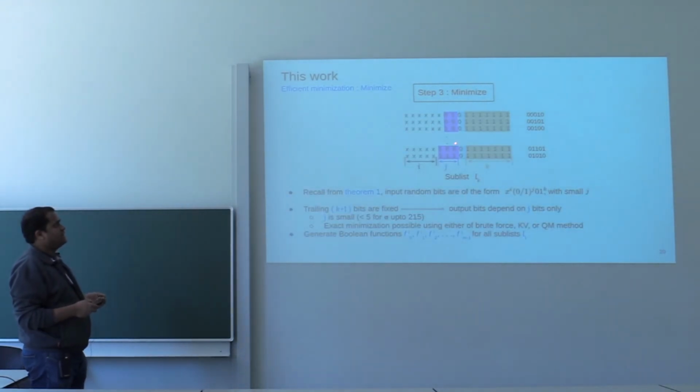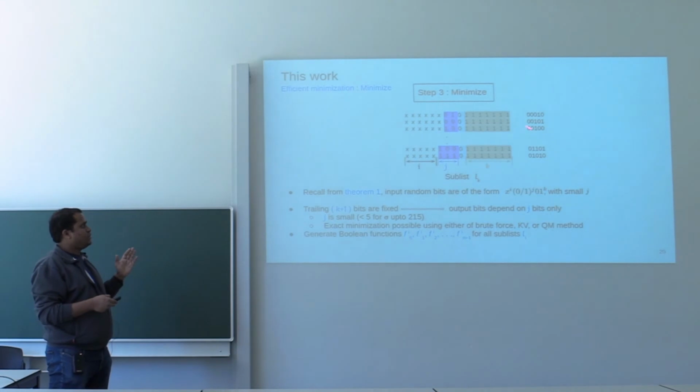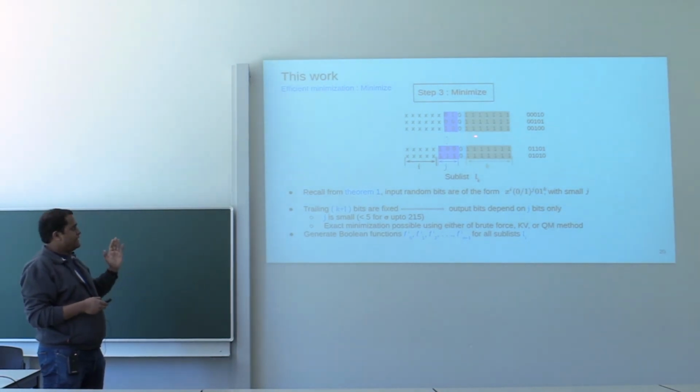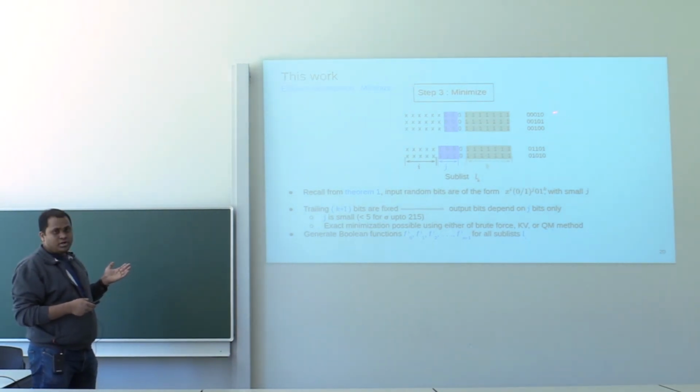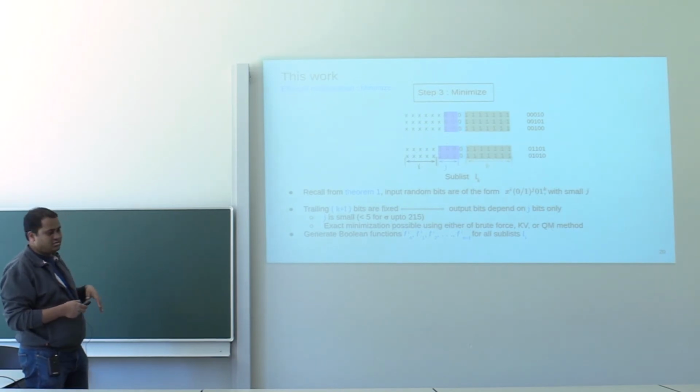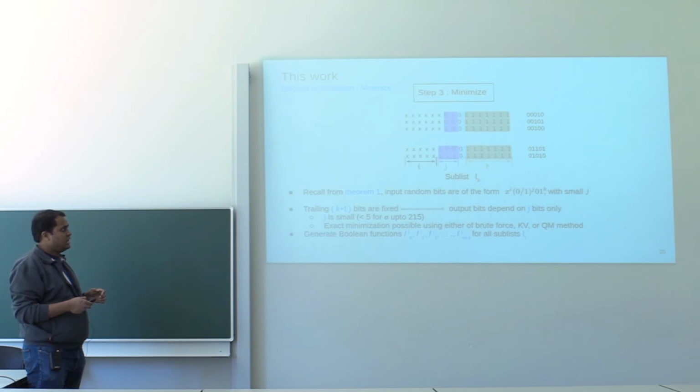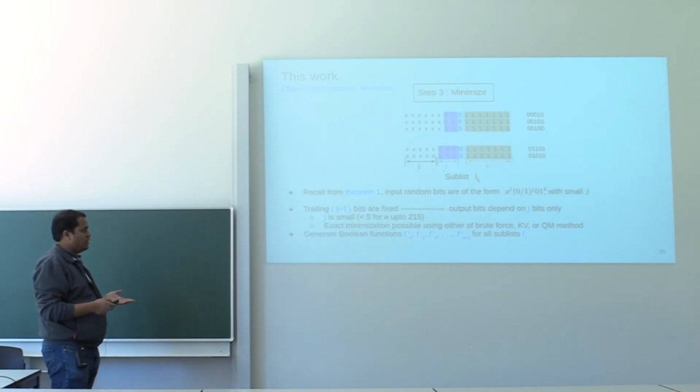In the next stage, now consider this. This is one of my sublists. Now due to my sorting, the first k 1 bits are constant. It doesn't change. So the output only depends on these binary variables, which vary as a mixture of 0 and 1. And remember from theorem 1 I said this j is actually very small. So now it's perfectly feasible to do a brute force method to minimize these expressions because they are very small.